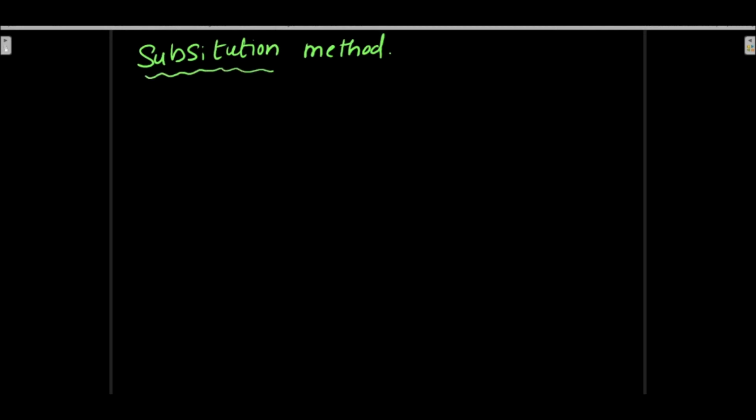Subject one value, then you have to substitute that. Okay, the first example is x plus y equal 5, x minus y equal 1. This is our simultaneous equation.